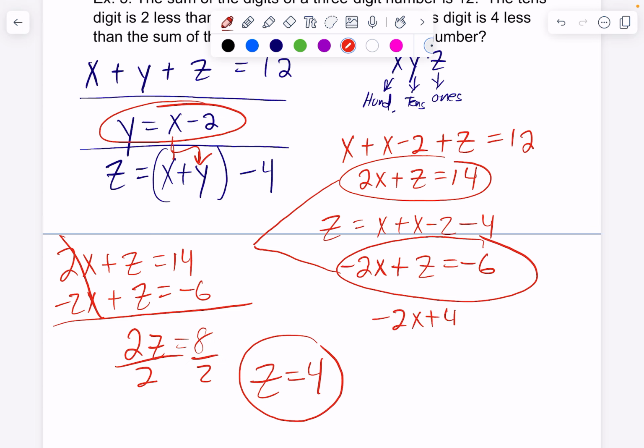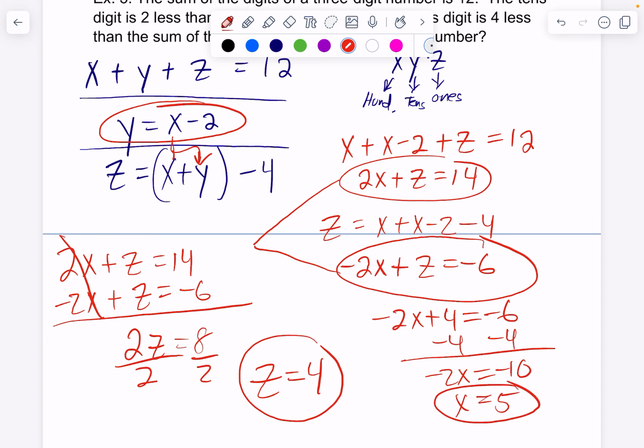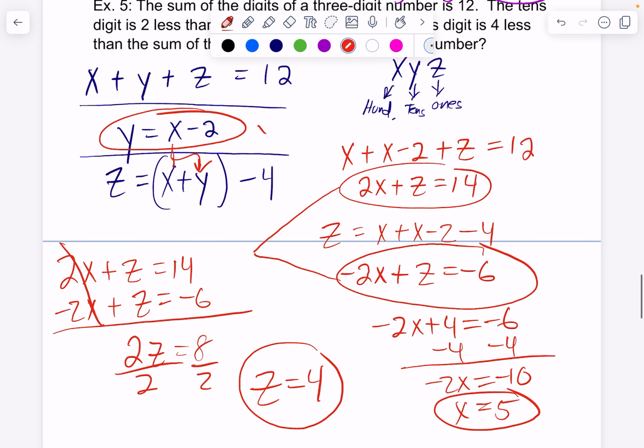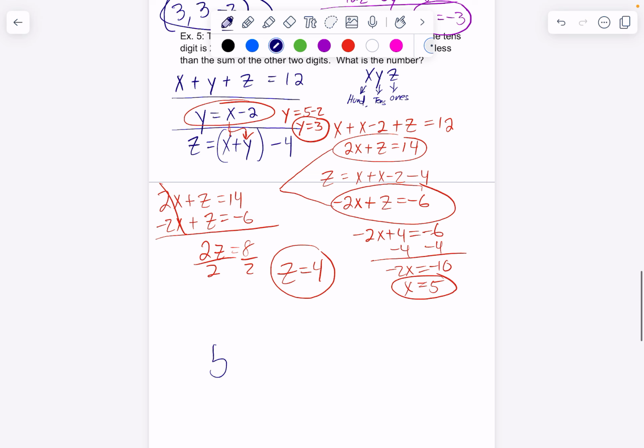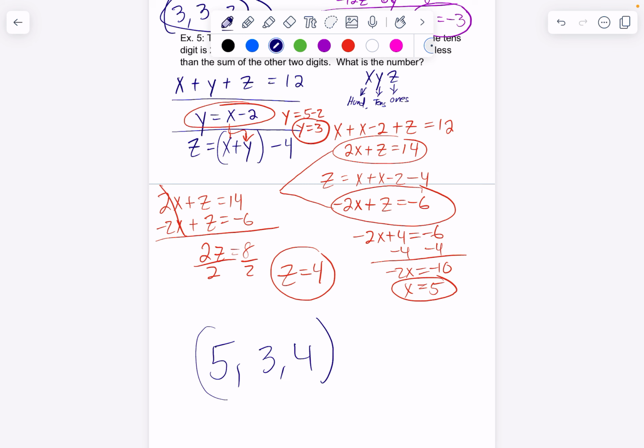Negative 2x plus 4 equals negative 6. Subtract the 4 from both sides. Negative 2x equals negative 10. x equals 5. And now I have my x and my z, so y equals 5 minus 2, y equals 3, and my solution is going to be 5, 3, 4. So the number is 534.